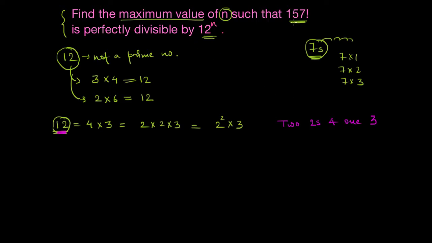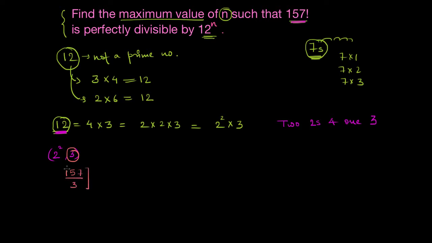And 2 and 3 are prime numbers. So in case of 157 factorial, if we can find the pairs of 2 squared and 3 available, then we can easily find the number of 12s available in 157 factorial. Now let's see how we can do that. Let's start with the easier one. Let's say that we are trying to find the number of 3s in 157 factorial.